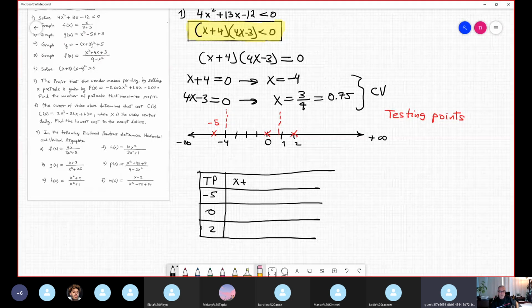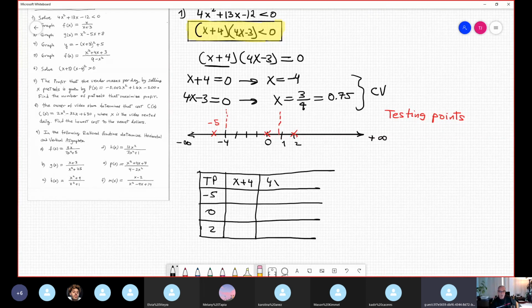X plus 4, this one, and 4x minus 3. This one. And attach the total column in which I summarize everything. Plugging in -5: when you plug in -5, plus 4 is negative, and 4x minus 3 is -1. -5 here is -20, -23 is negative. Double negative is positive.